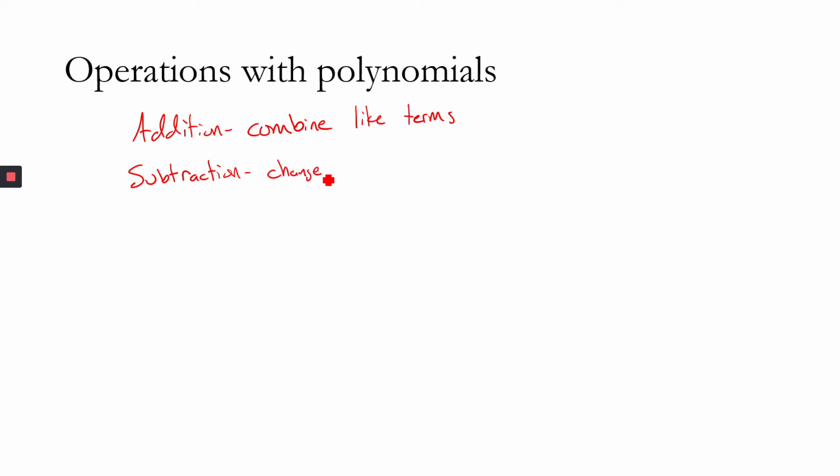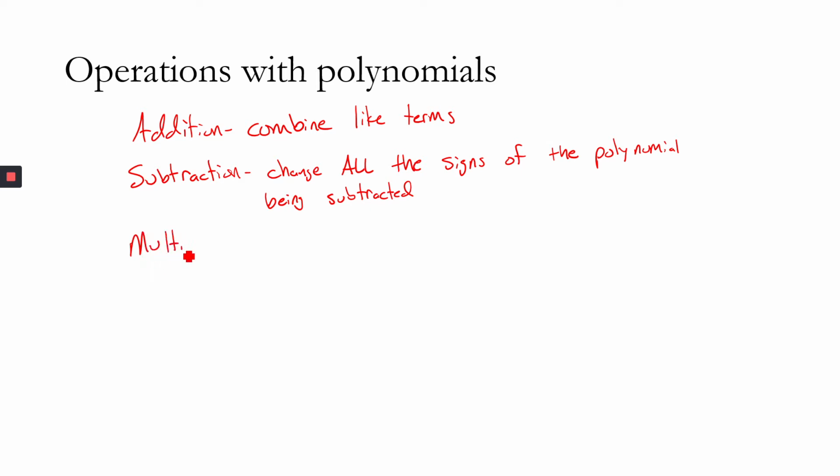With polynomials, we're going to focus on the four different operations. So first, with addition, we're just going to combine like terms. For subtraction, I think the easiest way to do this is to change all the signs of the polynomial being subtracted. Now usually that's going to be the second polynomial.